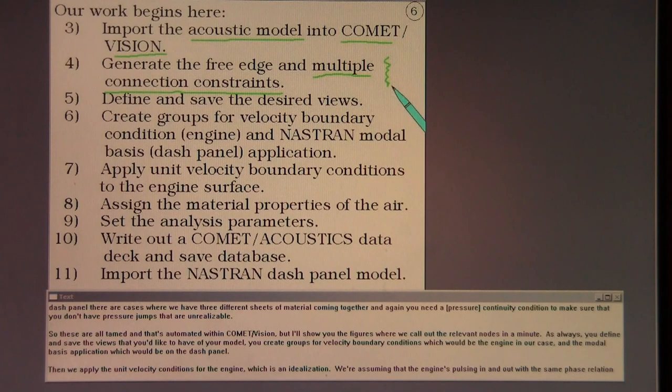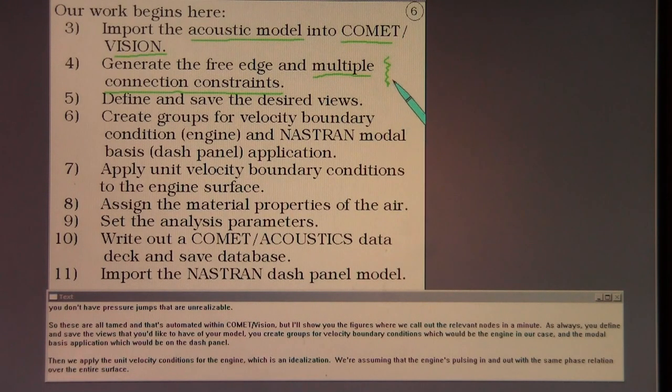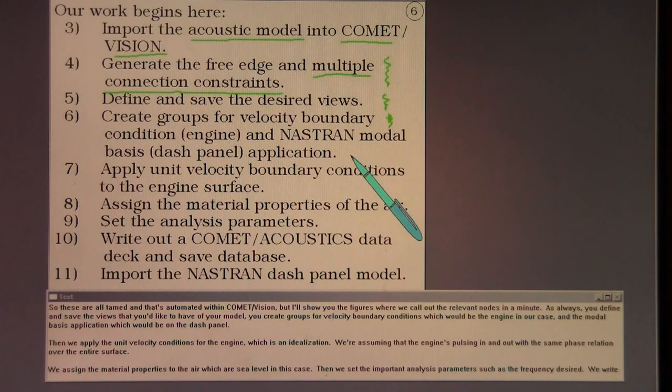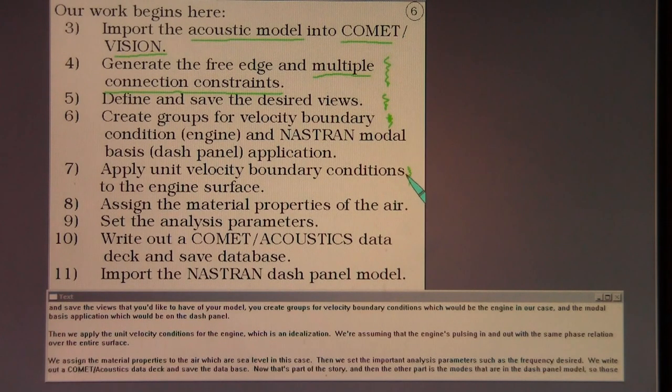But I'll show you the figures where we call out the relevant nodes in a minute. As always, you define and save the views that you'd like to have of your model. You create groups for velocity boundary conditions, which would be the engine in our case, and the modal basis application, which would be on the dash panel. Then we apply the unit velocity conditions for the engine, which is an idealization. We're assuming that the engine's pulsing in and out with the same phase relation over the entire surface.